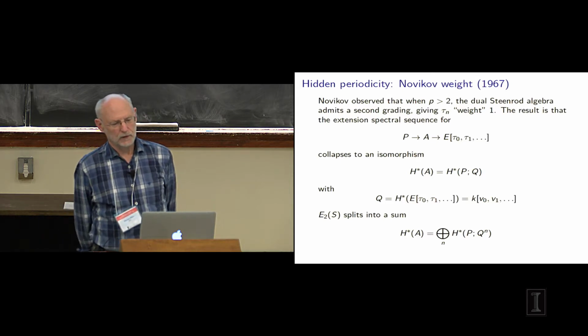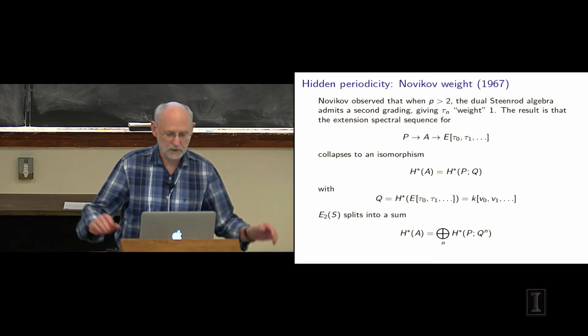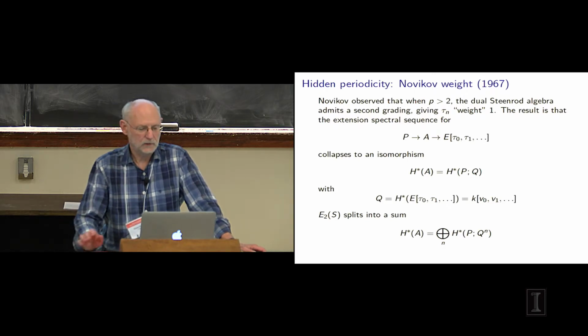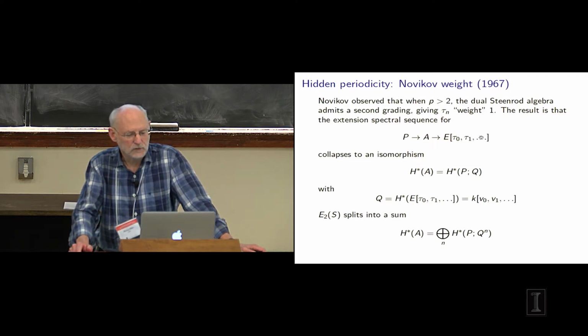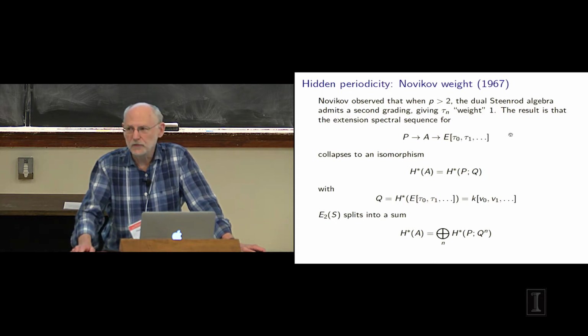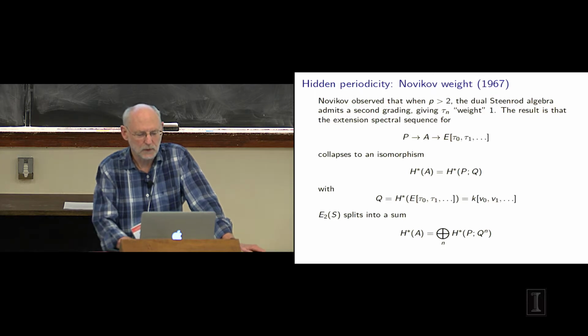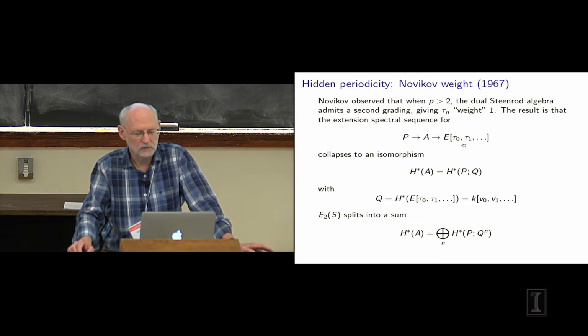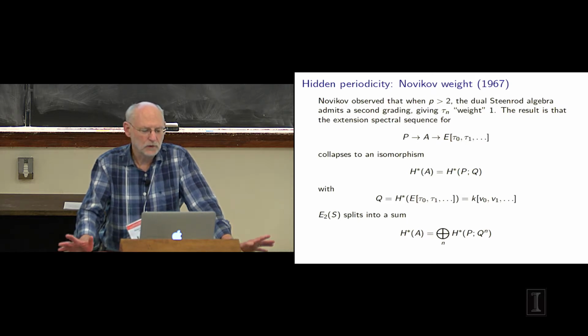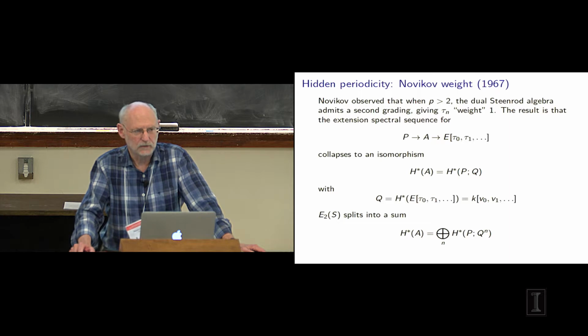So Novikov noticed and made a big thing about the fact that that tells you that the extension spectral sequence, where I have the reduced powers, the even part of the Steenrod algebra, and then the dual Steenrod algebra, and then this exterior quotient Hopf algebra, this extension spectral sequence collapses, and it collapses in the strongest possible way. E2, that is the cohomology of P with coefficients in the cohomology of this exterior algebra, is isomorphic as an algebra with all structure to the cohomology of A.